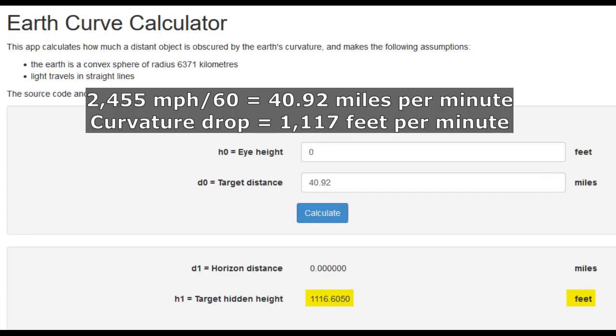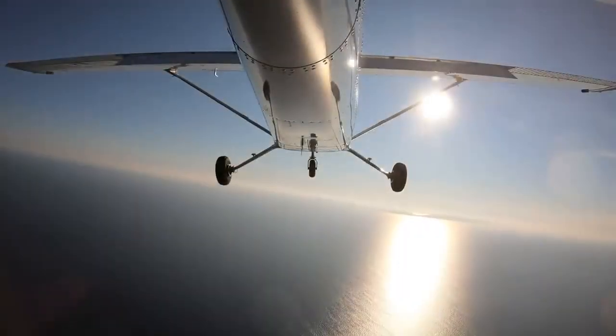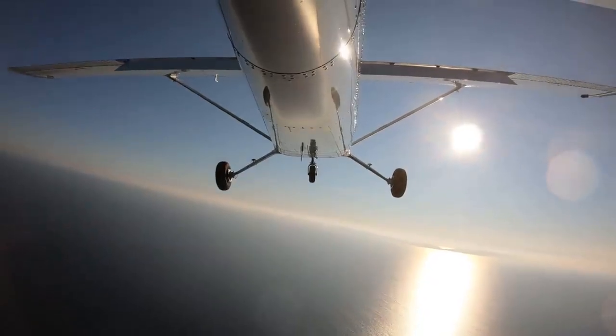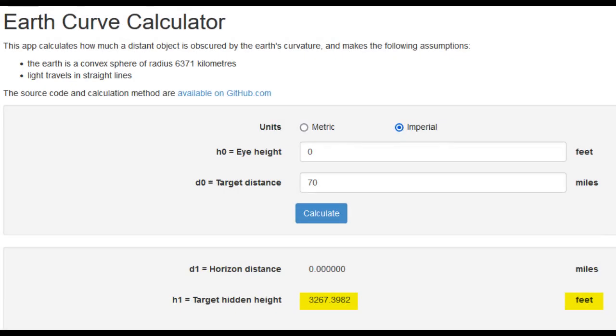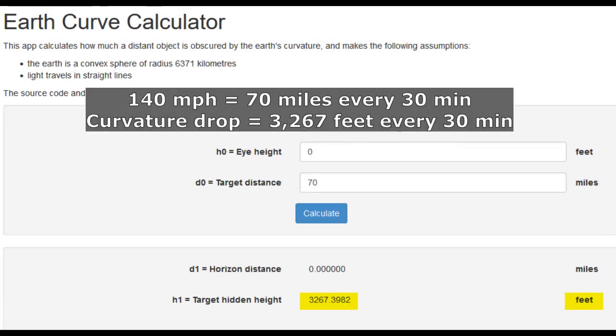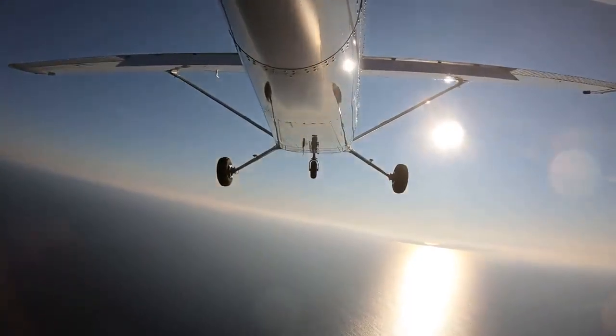As an extreme example, an SR-71 going Mach 3.2 or 2,455 miles per hour at 80,000 feet, where the air pressure is very little, would need to drop approximately 1,117 feet every minute to maintain level flight. But even a small Cessna 172 at 9,000 feet, traveling 140 miles per hour, would still have a curvature adjustment of over 3,200 feet in just 30 minutes. Regardless of altitude or speed, those curvature adjustments never happen.